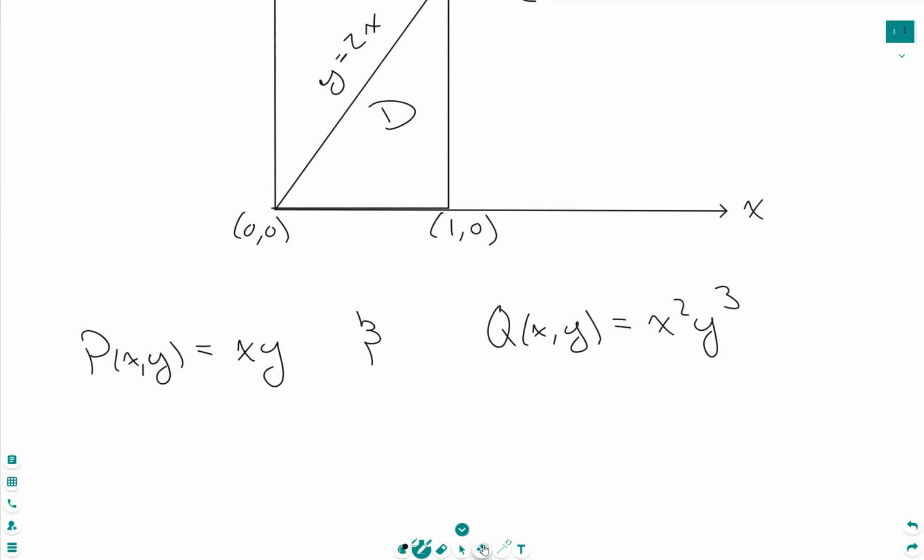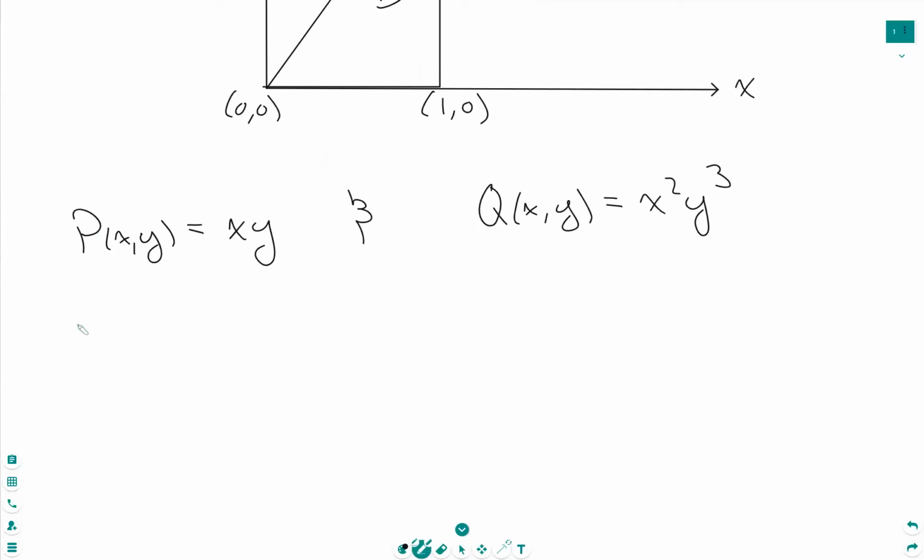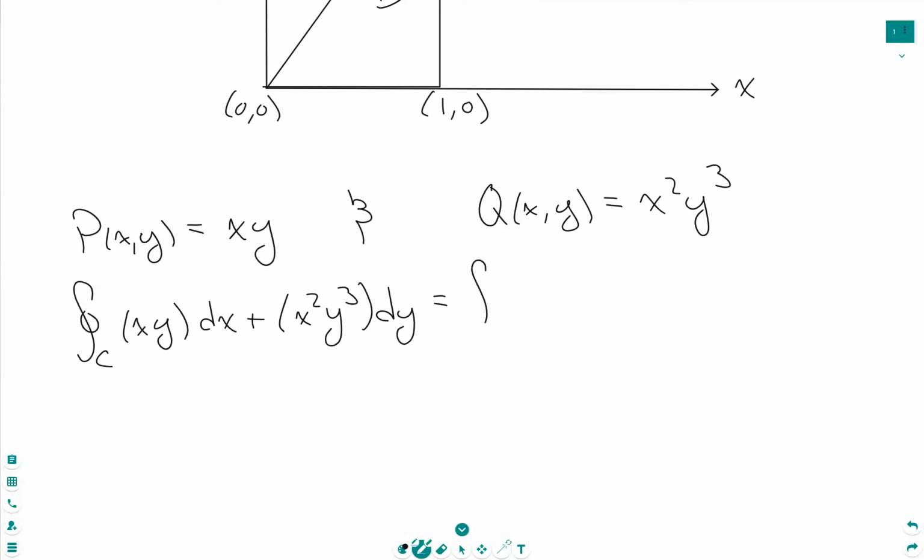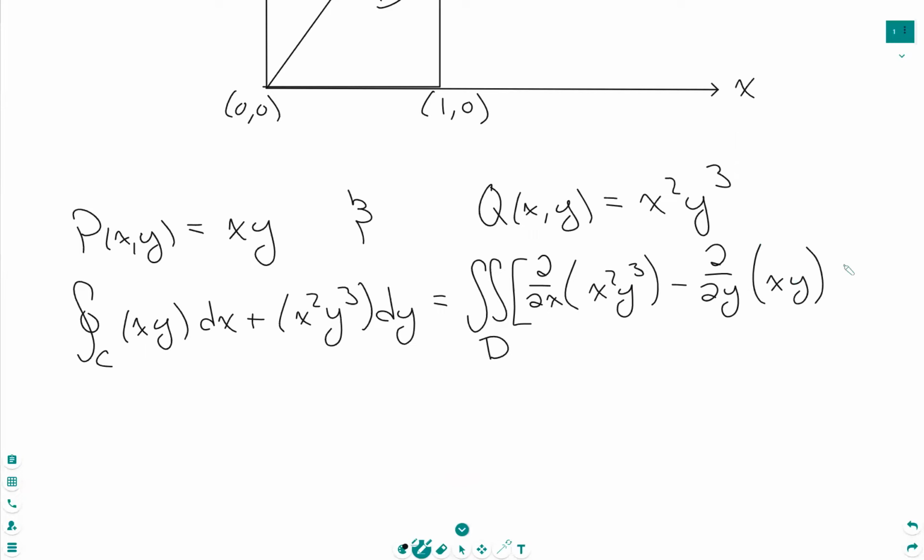Remember, our Green's theorem said that we can convert the line integral over C of x times y dx plus x squared y cubed dy into the area integral over the region D, where I had partial x of x squared y cubed, and then I'm subtracting partial y of x times y, dA. So this is utilizing Green's theorem. We have a P and a Q, and we have partial Q partial x minus partial P partial y.